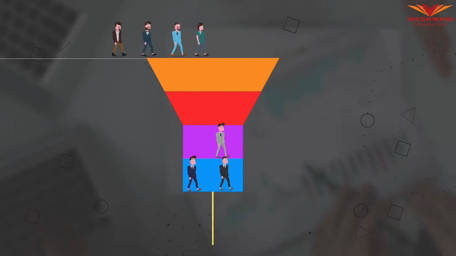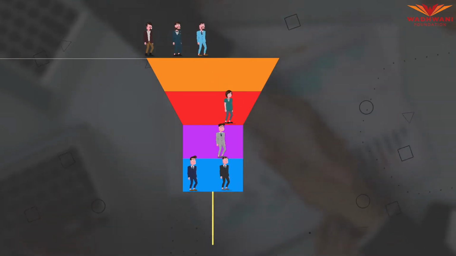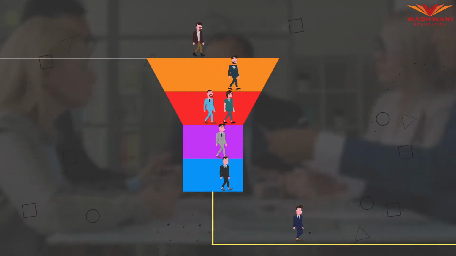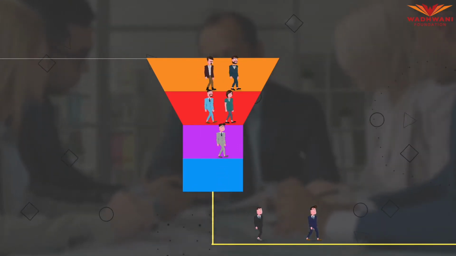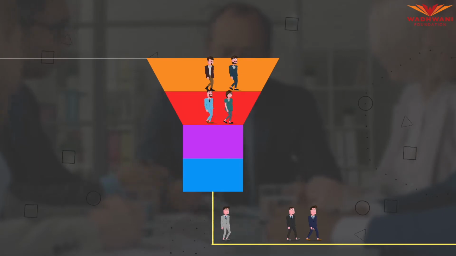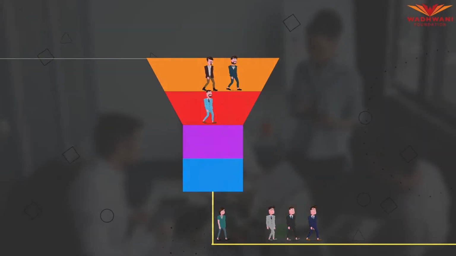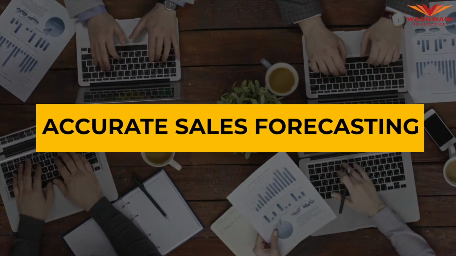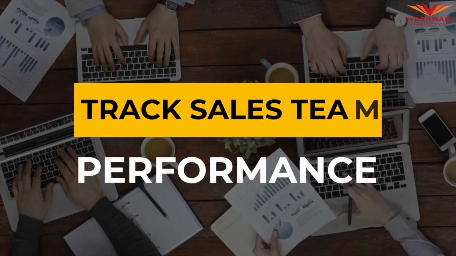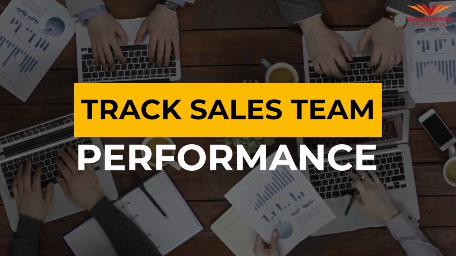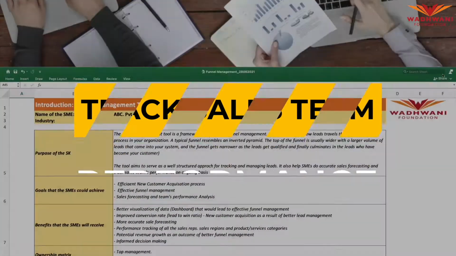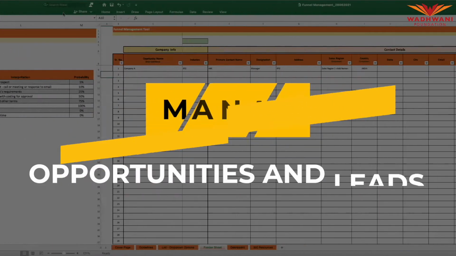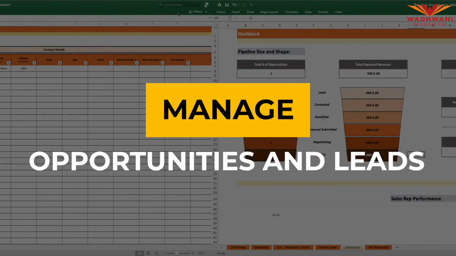The top of the funnel is usually wider, with a larger volume of leads that come into your system, and the funnel gets narrower as the leads get qualified and finally culminates in the leads who have been converted into customers. The tool also helps you do accurate sales forecasting and helps you track the sales team's performance on an ongoing basis. The funnel management tool is an Excel-based tool that will help you manage opportunities and leads effectively.